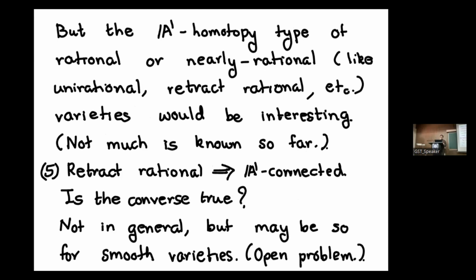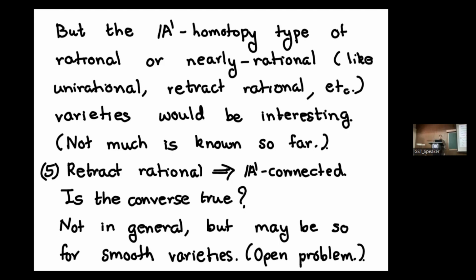But if you have a lot of rational curves, like for example in a rational variety or a nearly rational variety. Nearly rational properties are like being unirational. Unirational means that you admit a dominant map from P^n onto your variety, or suppose it's retract rational, which means that it contains an open subset which is a retract of an open subset of P^n. So these are things which will naturally have a lot of rational curves.